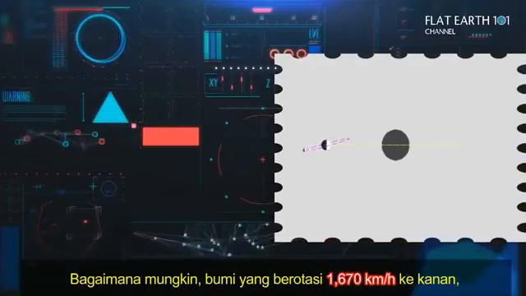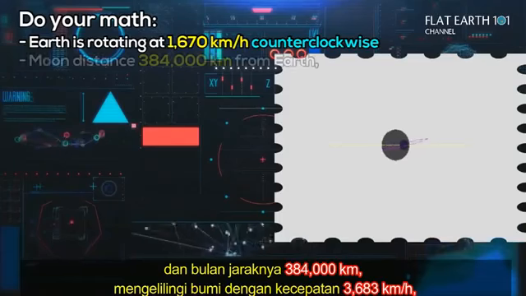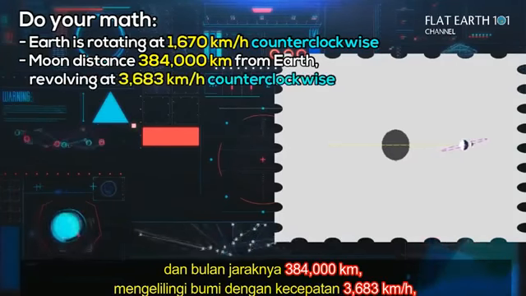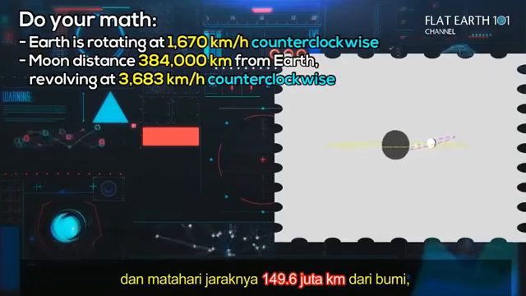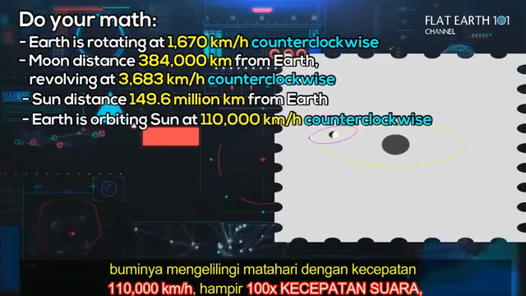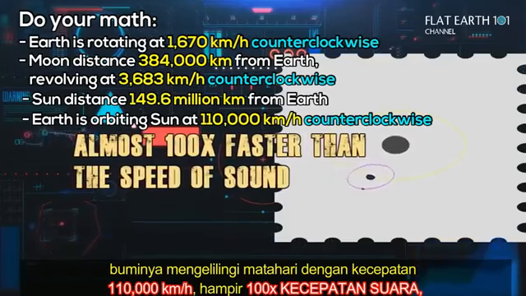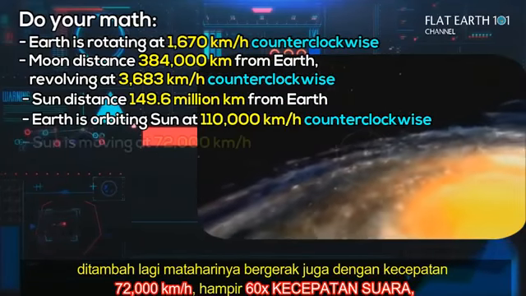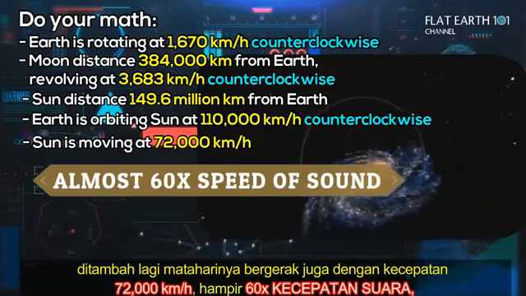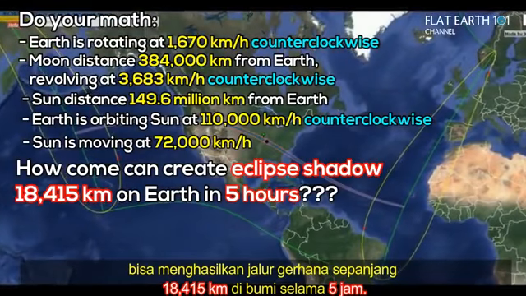How come the Earth that's rotating 1,670 kilometers per hour to your right, and the Moon is 384,000 kilometers away, orbiting the Earth at 3,683 kilometers per hour, and the Sun is 149.6 million kilometers from the Earth, while the Earth is orbiting the Sun at 110,000 kilometers per hour? It's almost 100 times faster than the speed of sound. Plus, the Sun is also moving at 72,000 km per hour, almost 60 times faster than the speed of sound, can create an eclipse shadow 18,415 kilometers on Earth within 5 hours.